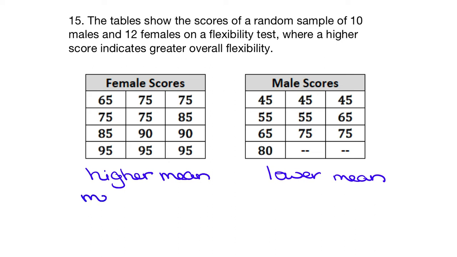So if we look at the median, what's the median for the girls? It is 85. What is the median for the boys? 65. Ooh, it's not 60. It's right between 55 and 65. So B says the girls have a lower median. Is girls' median lower? No. Definitely not. All right, C and D, we already know A is the answer.